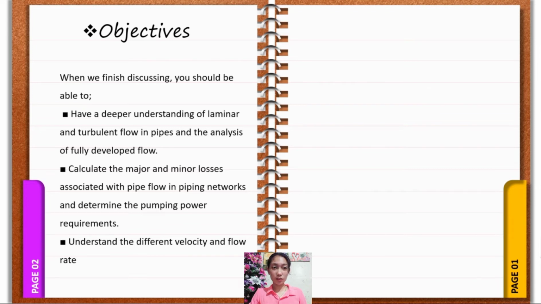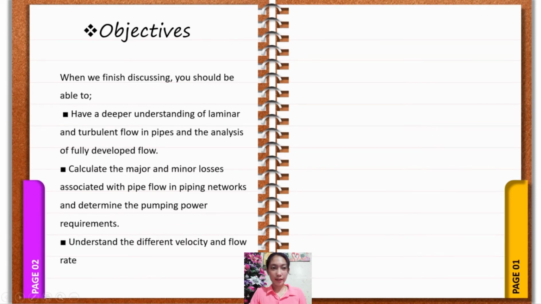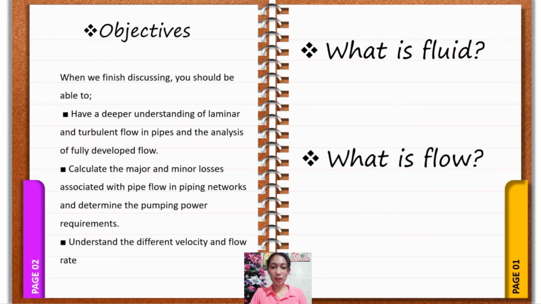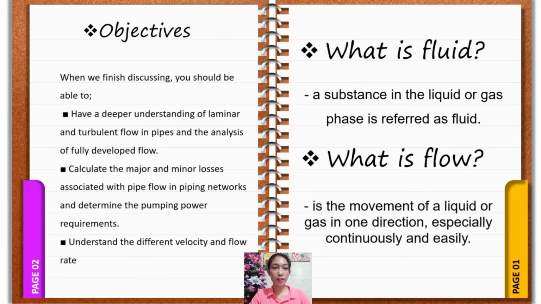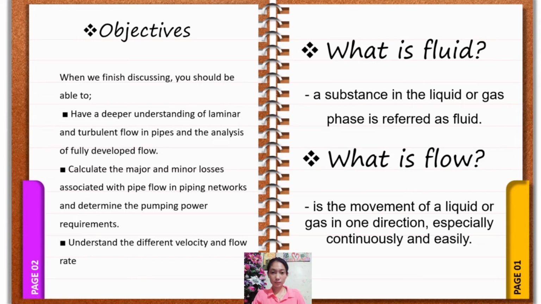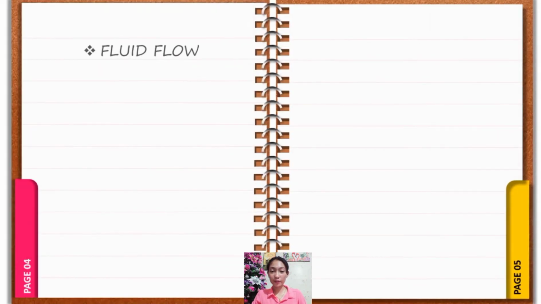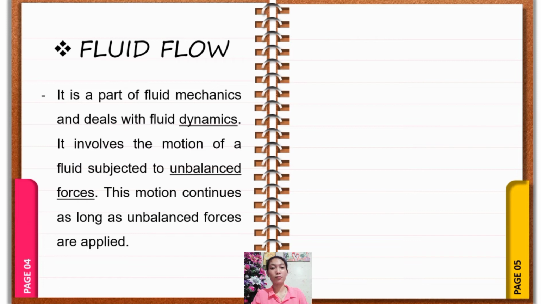Now that we have hints on what will be discussed today, we have what is fluid and what is flow. When you hear the term fluid and flow, what comes to your mind? Okay, we all know that a substance in the liquid or gas phase is referred to as fluid, while flow is the movement of a liquid or gas in one direction, especially continuously and easily. Now that we learned the meaning of the two words, I know that you now have the idea of what is fluid flow. Let us define fluid flow.